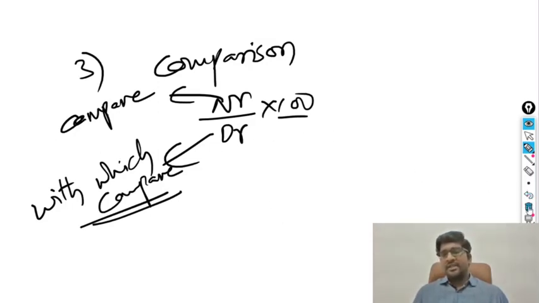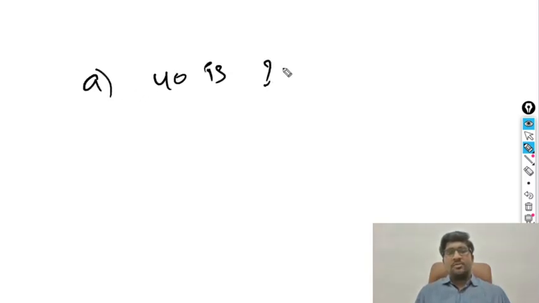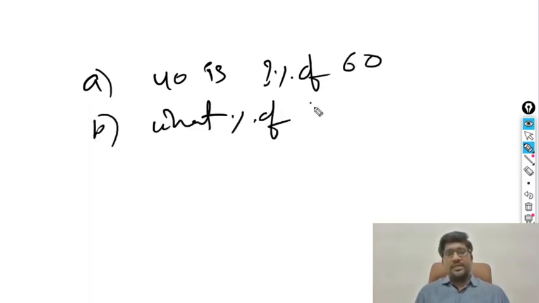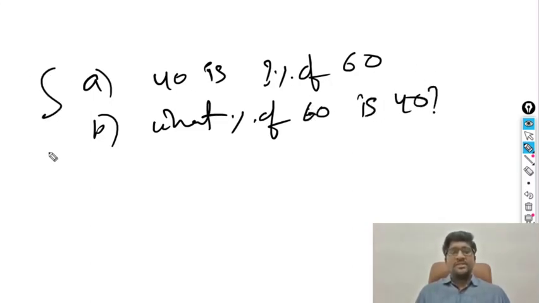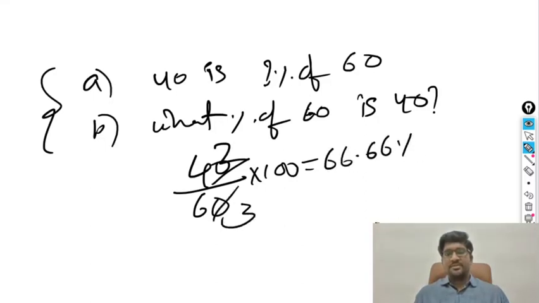So these are the three techniques we have learned in the introduction video, and I have also given you some techniques to calculate percentages without using pen and paper, especially for round figures like 10, 20, 30% of something. We have also seen two important things: 40 is what percent of 60, and what percent of 60 is 40. Both are the same, and in both cases we are comparing 40 with 60. So 40 by 60 into 100, which you will get as 66.66%.